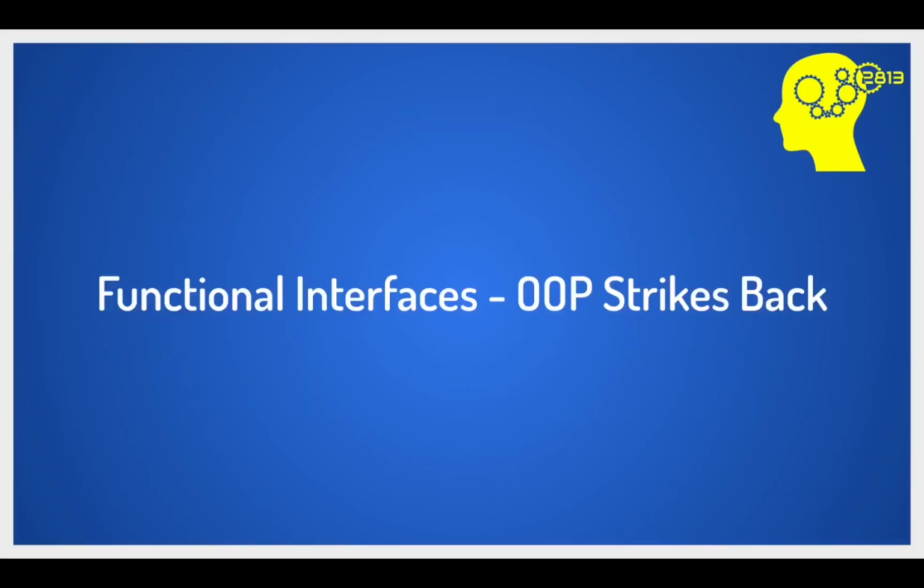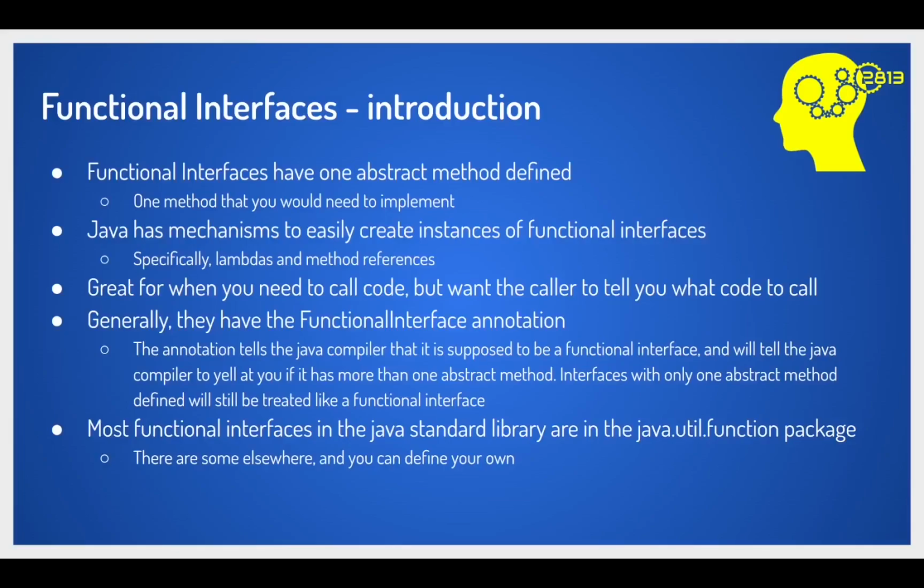Next up, we've got functional interfaces. Functional interfaces are just interfaces that have one method that needs to be implemented. The way that this becomes useful is that Java has different mechanisms to easily create instances of functional interfaces with some specific code in that method. Functional interfaces are very useful when you want some code to be run, but you don't want to run it now, and you want to tell some other function, hey, call this code sometime in your method. And that's basically what functional interfaces do.